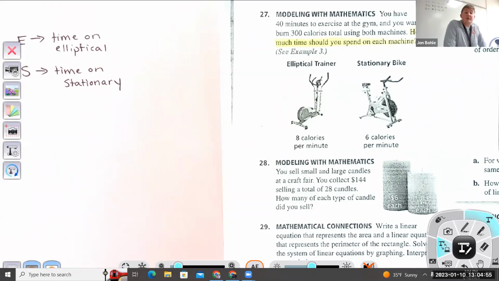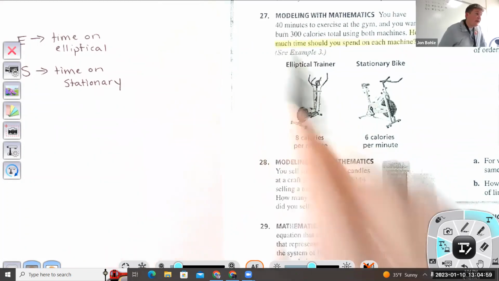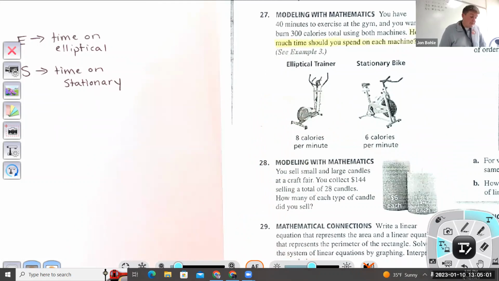All right, so there's two things happening. The first is that I'm spending 40 total minutes. The second is I'm burning 300 total calories.